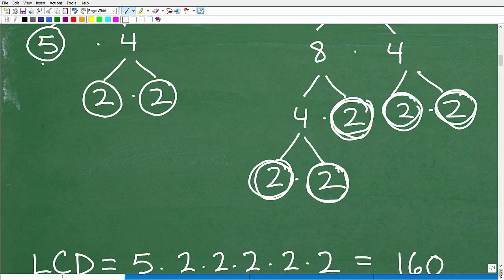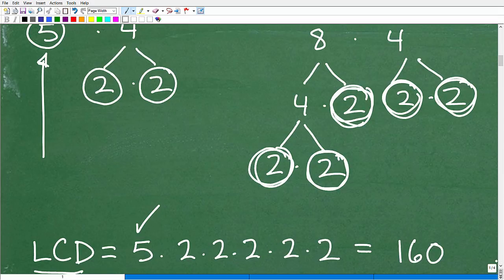So here, for the prime factorization of 20, we had a 5, a 2, and a 2. And then for 32, we had 2, 2, 2, 2, and 2. So in the LCD, we have to have every single prime factor represented. Here, 5 is a unique number, so I have to have that in my LCD. But here's where it gets a little confusing. I have a 2 here and a 2 here, and those 2's have to be represented in my LCD. But over here, I have 1, 2, 3, 4, 5 2's.